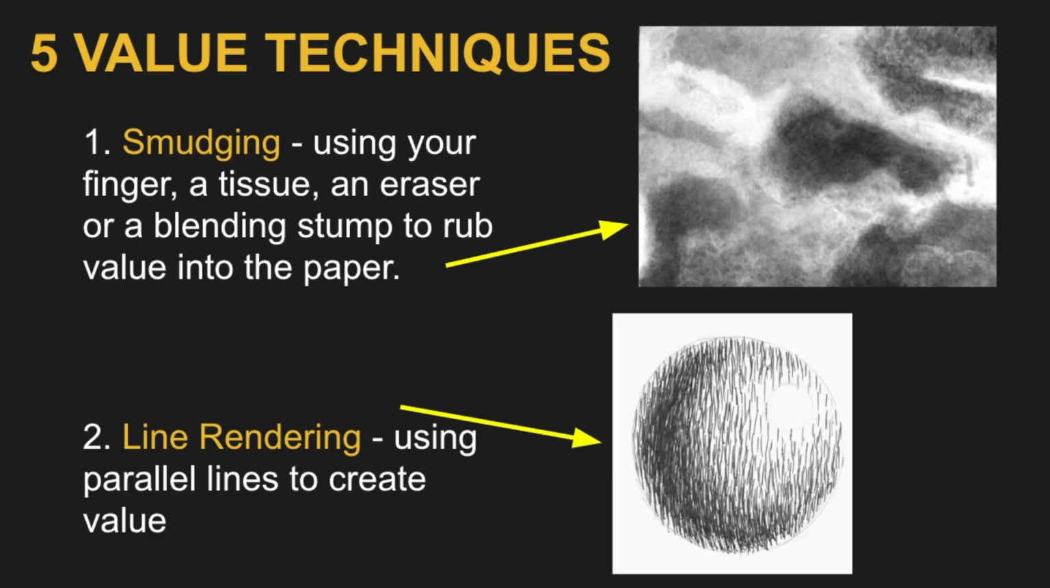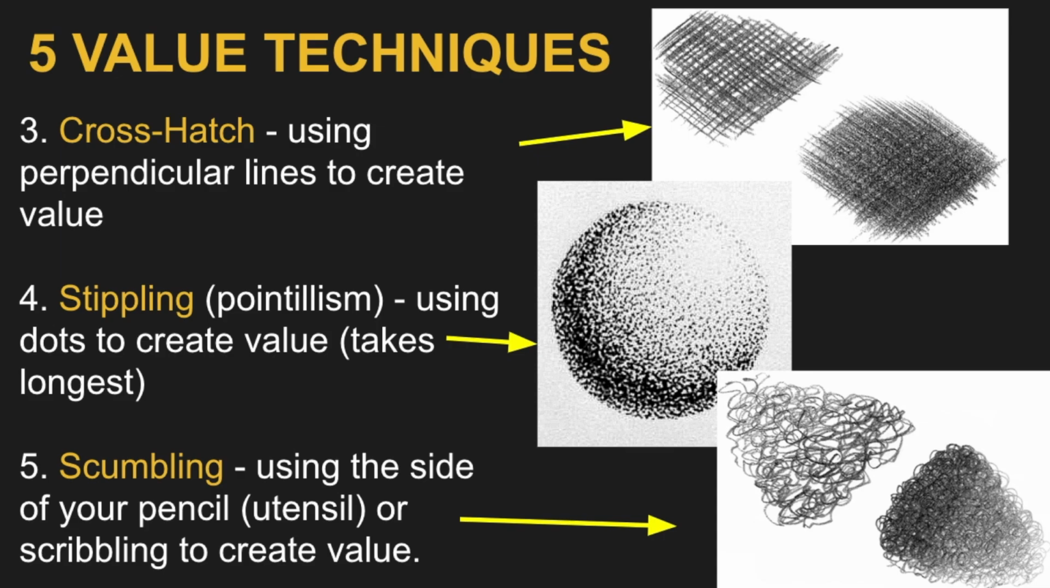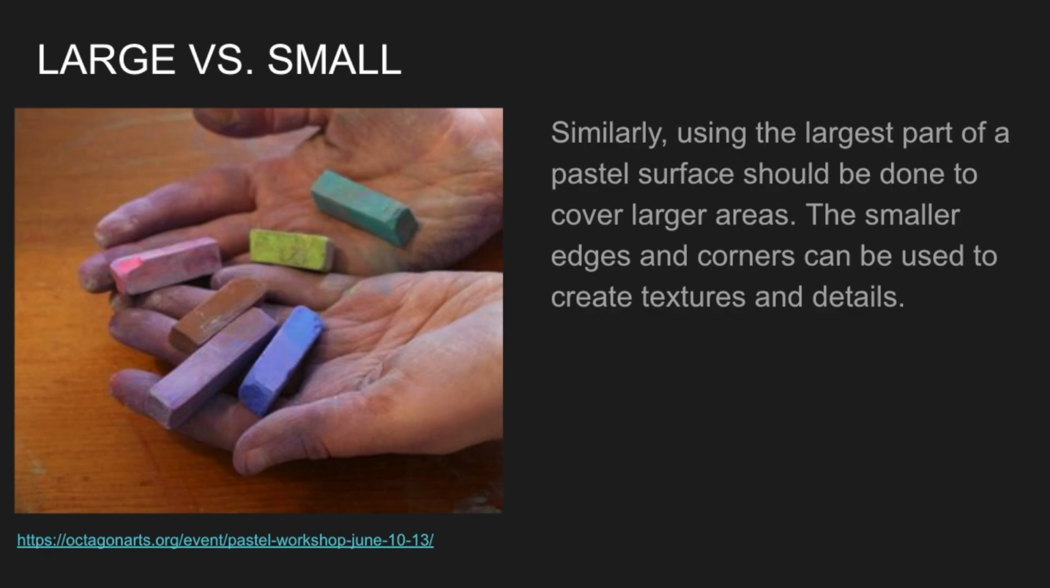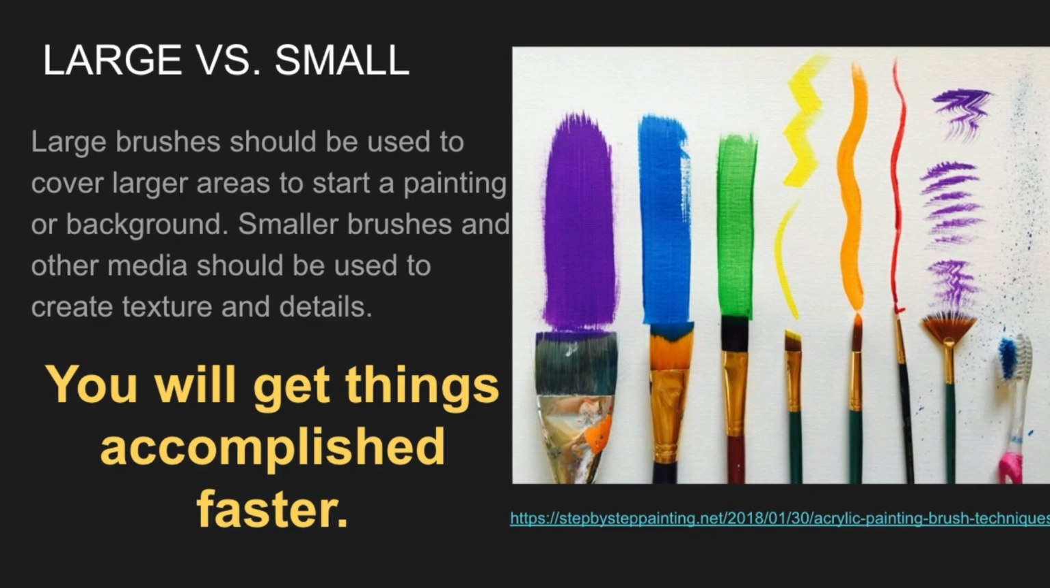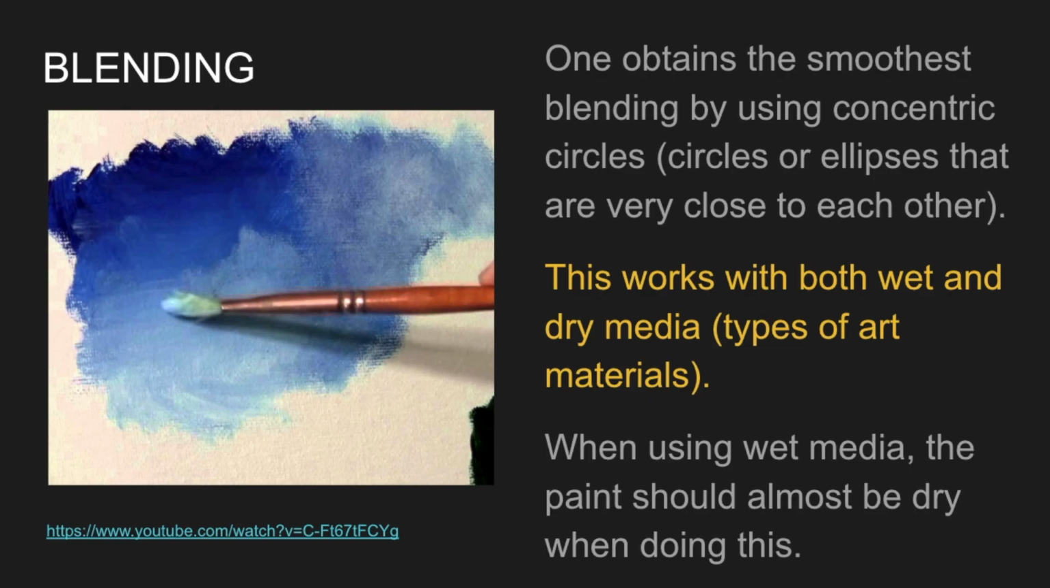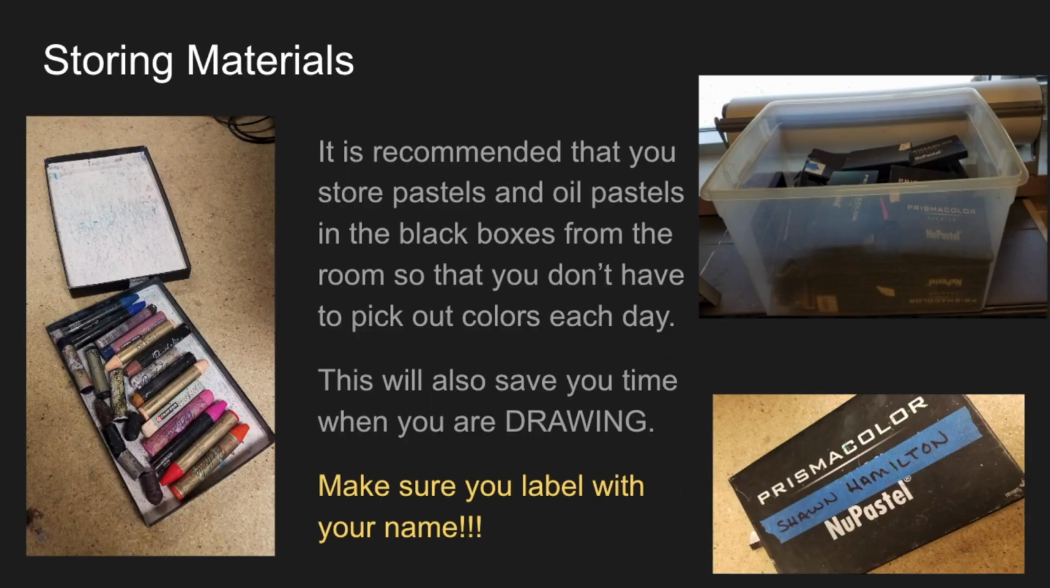It's highly recommended that you continue to try different value techniques as well, because combining those can also enhance your work. In addition to experimentation, the efficiency in how you work is also important. For example, using the large side of a chalk or oil pastel covers the paper much faster than the small edge of a colored pencil or marker. Additionally, using large brushes to cover big areas of a painting surface makes the whole work go faster. When you blend in circles, you get smoother values. This works with both dry and wet media. Also, storing materials in appropriate sized containers will help you work faster and keep your studio space easier to manage.